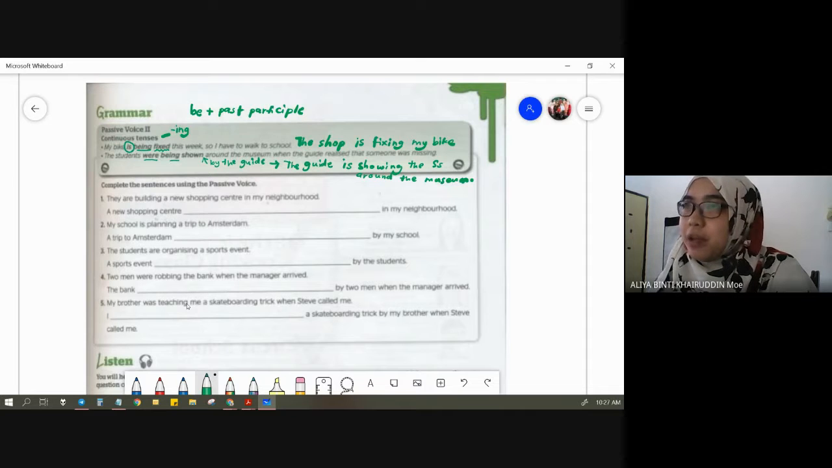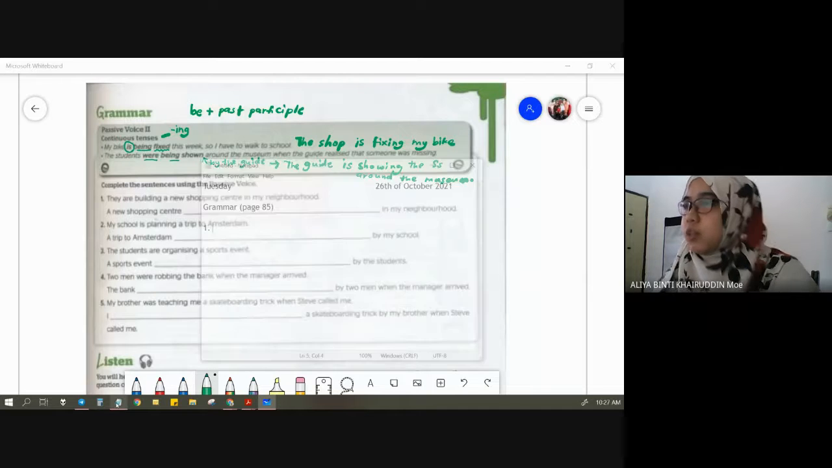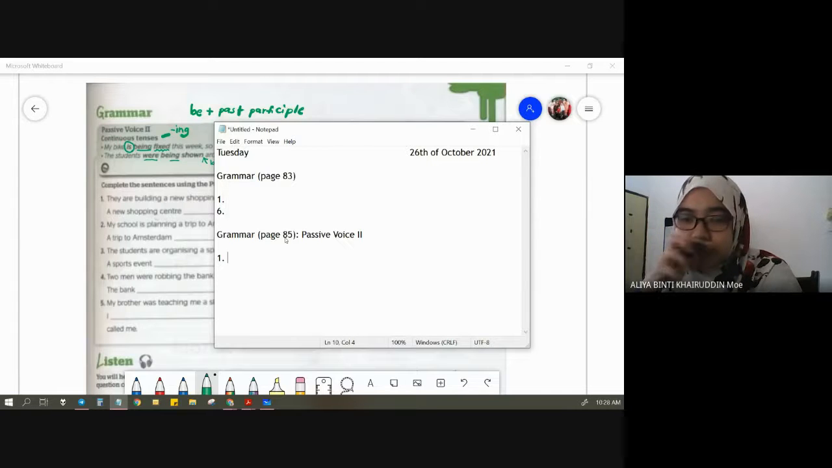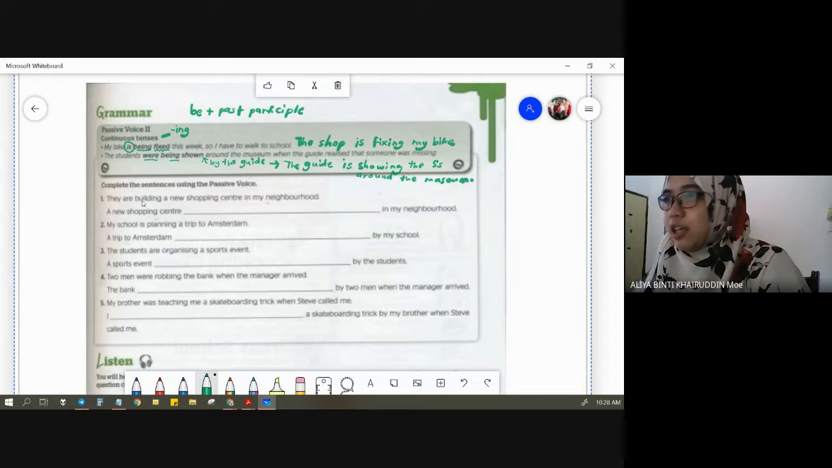All right. Now, in your exercise book, write the title grammar, and then write passive voice too. Okay, earlier we went up to number 6, right? So this is in your textbook, grammar, earlier page 83, this one is page 85. I'm sorry. And then write number 1. Write the full sentence, but underline the verb. Write the answers only. No need to copy the active sentence. Just write the passive sentence, but underline the verb.